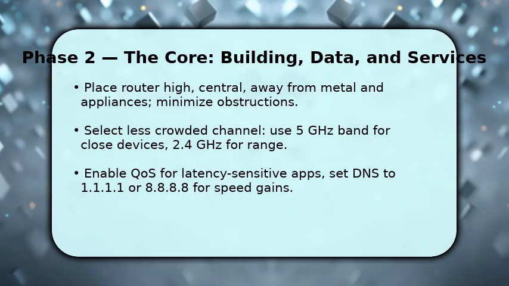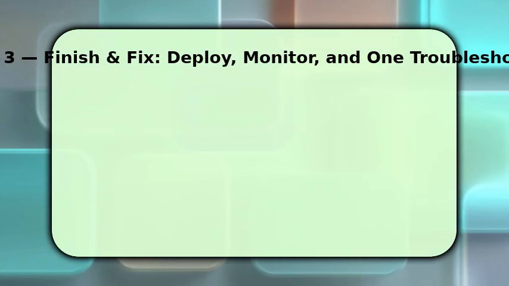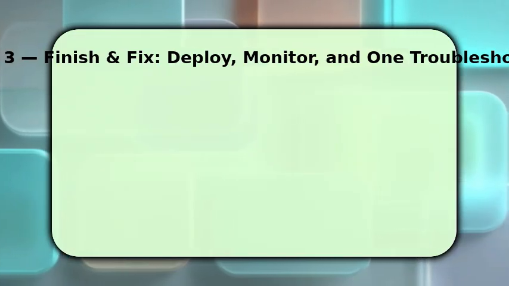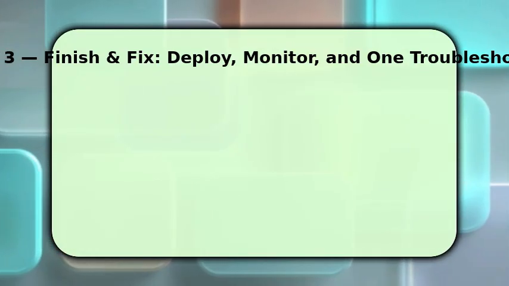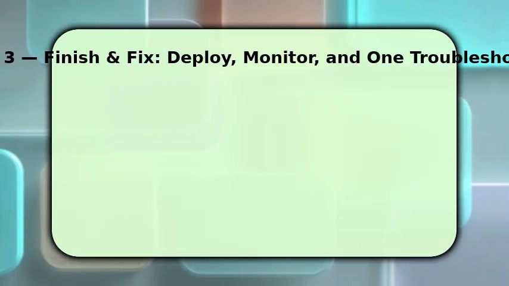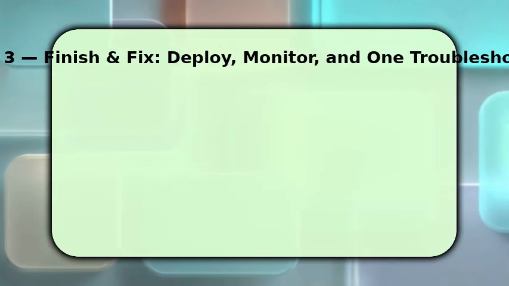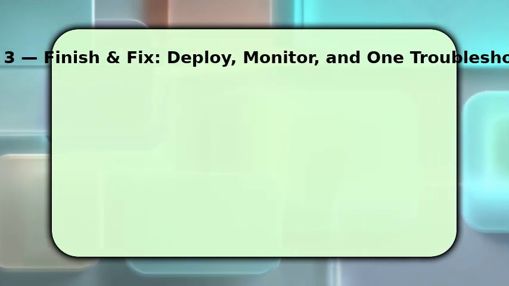Set WPA2 or WPA3 with a strong passphrase, disable WPS, and create a guest network for visitors to reduce broadcast load. Then run final speed tests wired and wireless, comparing results to your plan so you know whether you're getting the expected 100 Mbps or a percentage of that.